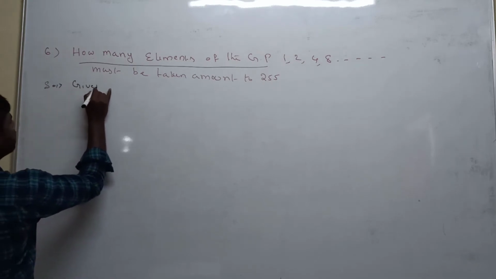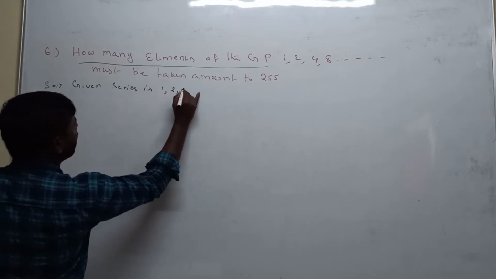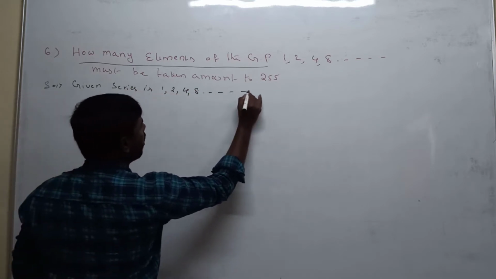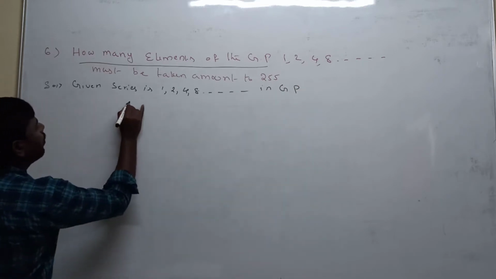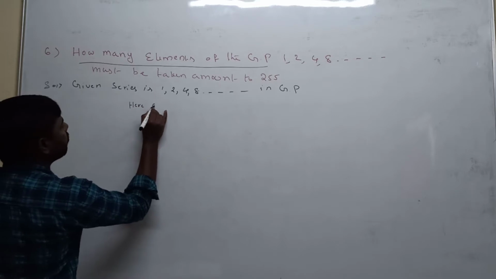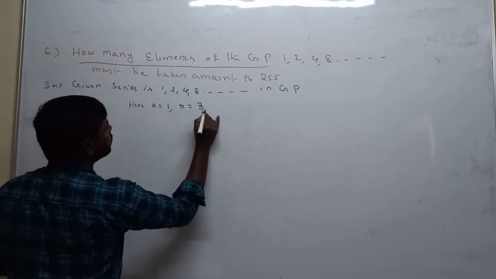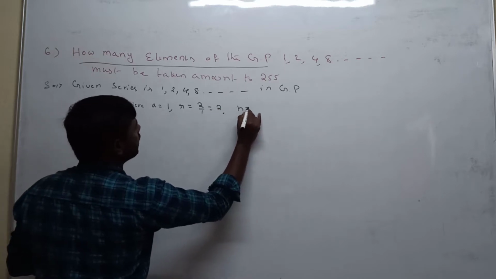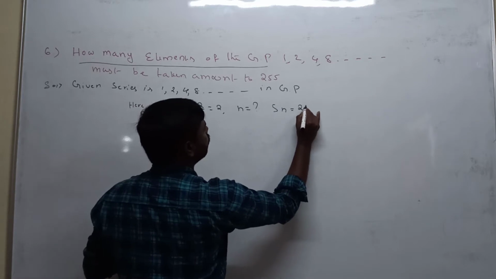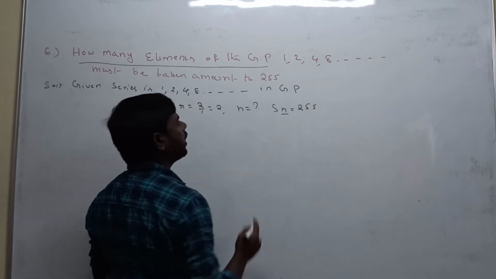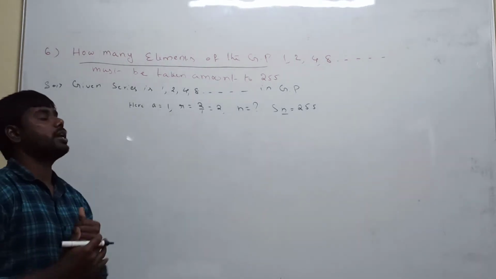The given series is 1, 2, 4, 8 and so on in geometric progression. Here a is called the first term, whose value is 1, and the common ratio r is equal to 2 by 1, which is 2. To calculate the number of elements, the total sum amount given is 255. That's why we calculate the n value.